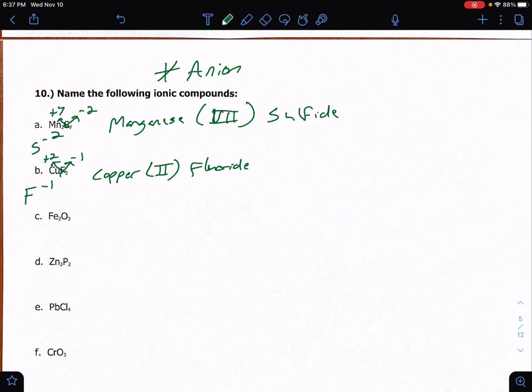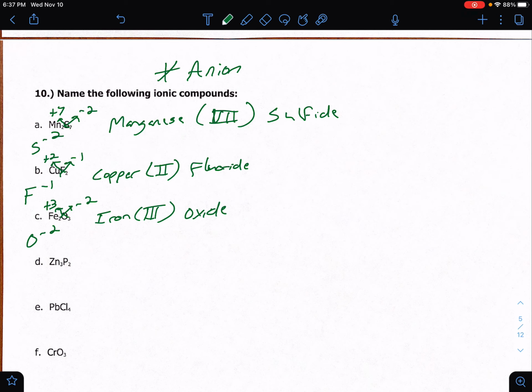So Fe2O3. Okay, so I'm going to take this 2 up to the oxygen and see if it works. So oxygen has a charge of -2. You look on the periodic table, it does, so that means this works. So I'm going to take this 3 up to the top of iron. So that means iron has a charge of +3. So you're going to write out iron 3 oxide.